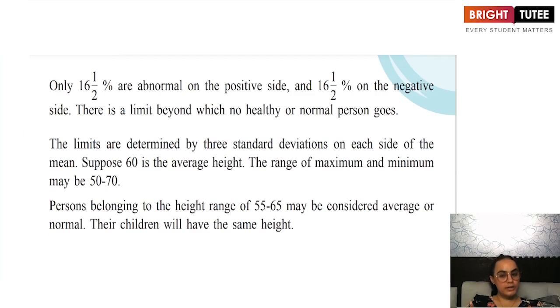The remaining population that we are left with, 16 and 1 by 2 percent, are abnormal on the positive side, and 16 and 1 by 2 percent are on the negative side. What does that mean? As I said, 67% of the population is going to be around the normal, the average characteristics and qualities. The remaining 33% are going to be further divided.